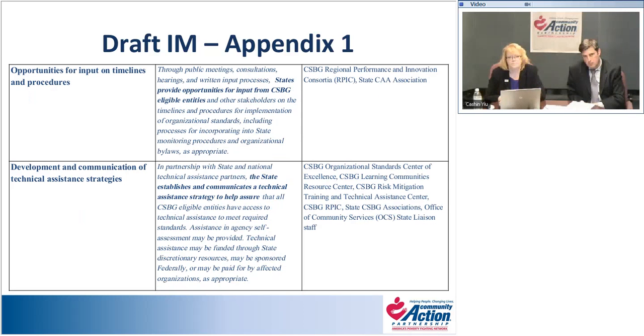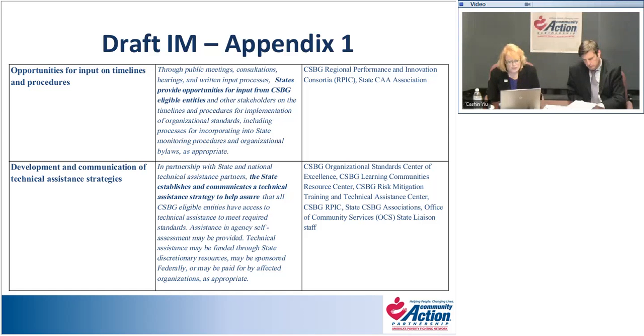Next slide. Through public meetings, there are opportunities for public input on timelines and procedures, having public meetings virtually or live. Many states are also moving to virtual meetings given challenges of travel budgets and such. And written input processes make sure there's time for folks to reflect and provide feedback to states, with input from eligible entities, other key stakeholders, boards, associations, and others.